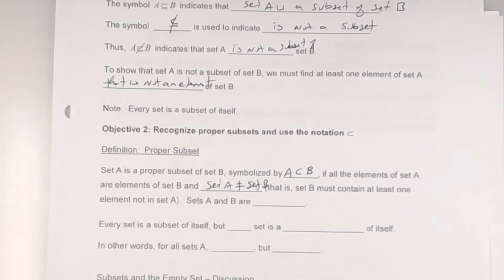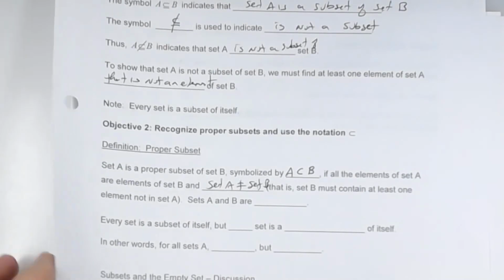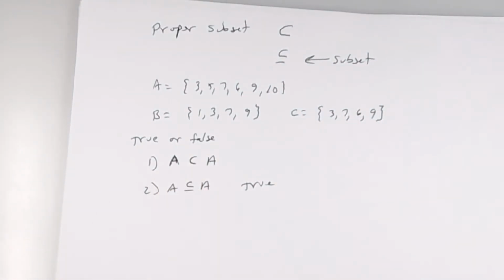So let's go back to that example, number one. Is number one true or false? False. Number one is false. We know that set A is a subset of itself, but it's not a proper subset of itself, because in order to be a proper subset of itself, they cannot be equal. And what do you know about set A and set A? They're equal. So that's false.